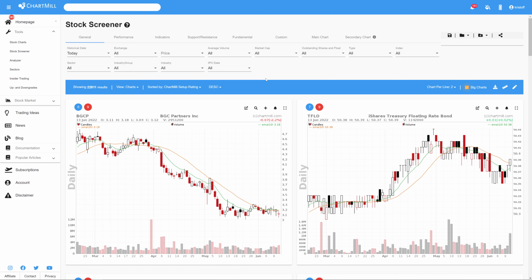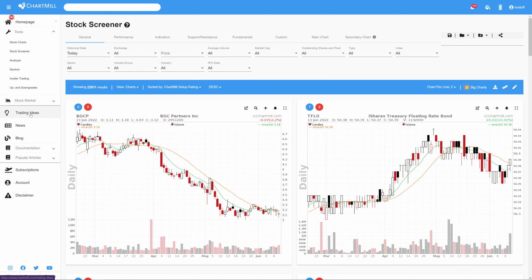So we are now on the ChartMill stock screener page with all the available technical and fundamental filters. But for this purpose, we are not going to use the individual filters. I'm going to use a trading idea to search for the stocks which have experienced a price extreme down. And to do so, I'm going to select the trading ideas section in the main menu.